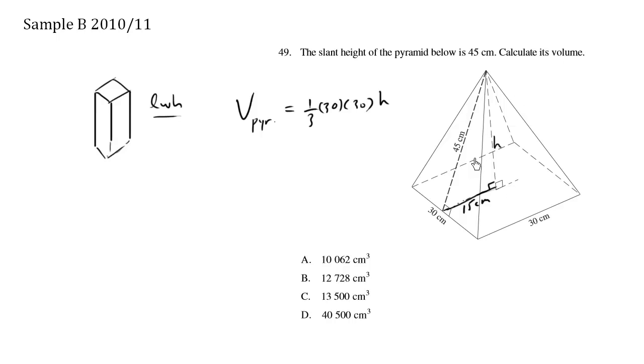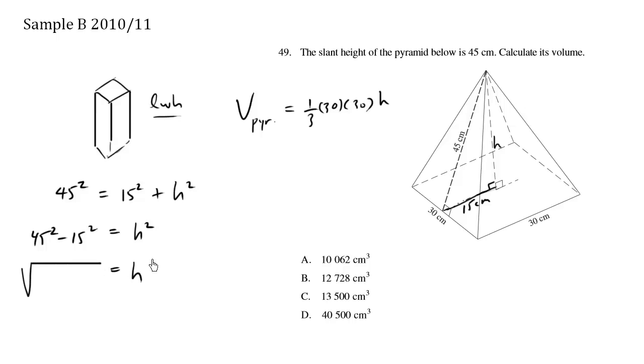So the Pythagorean theorem states that c squared, the hypotenuse squared, equals this squared plus this squared. So on the side I'm going to write 45 squared is equals to 15 squared plus h squared. So h squared is equals to 45 squared minus 15 squared. I'm subtracting 15 squared from both sides. And then so h equals the square root, I'm going to square root both sides, of 45 squared minus 15 squared.